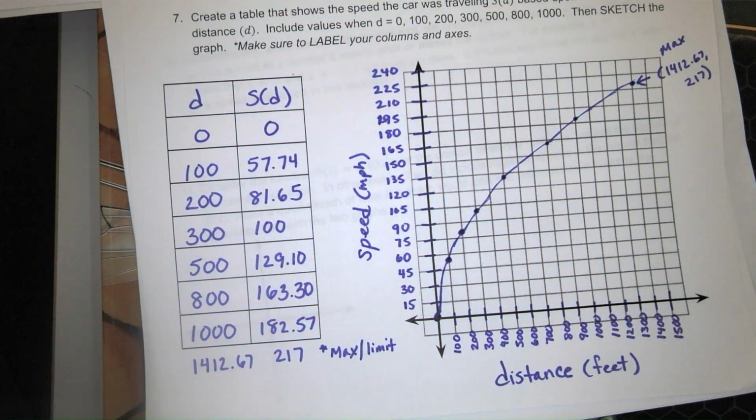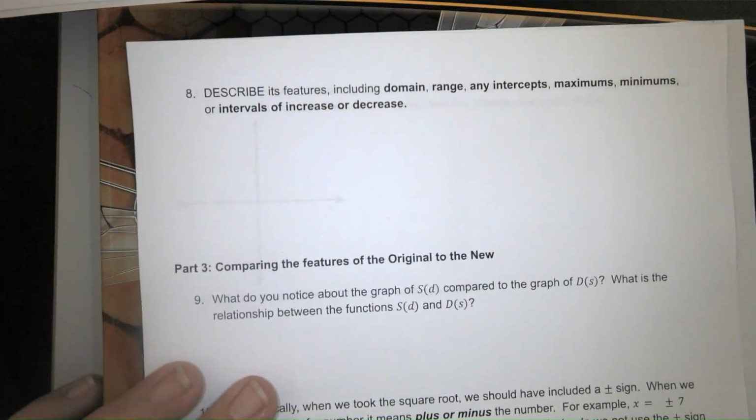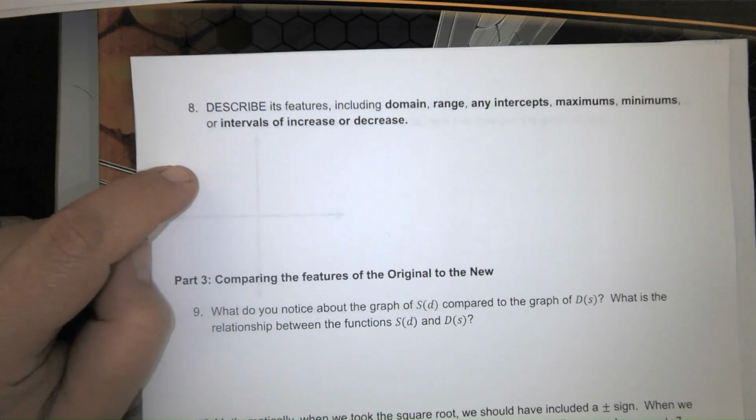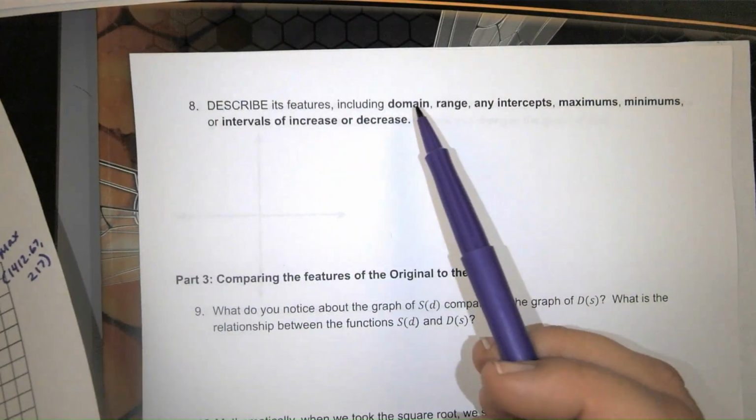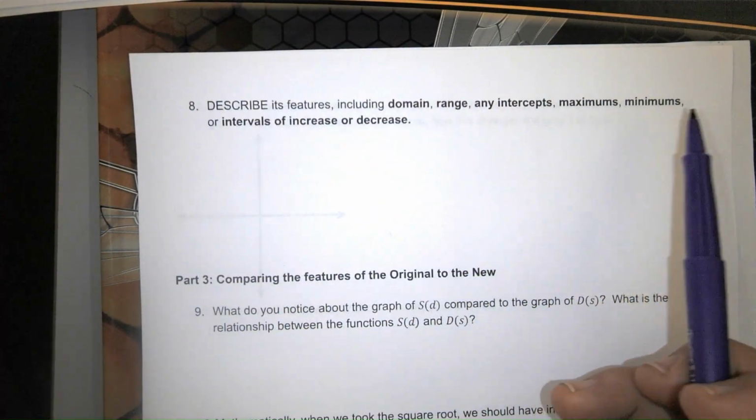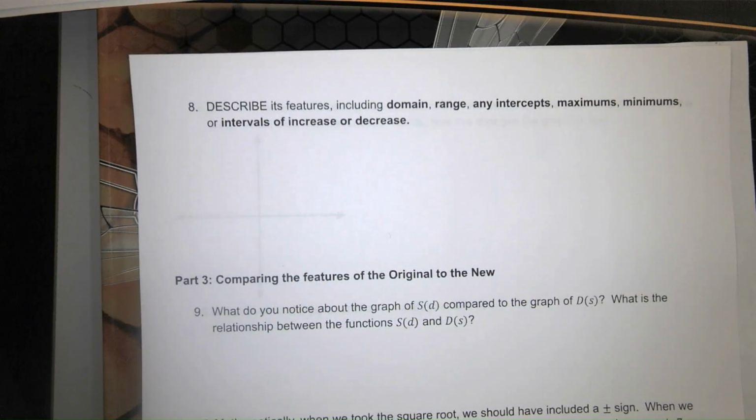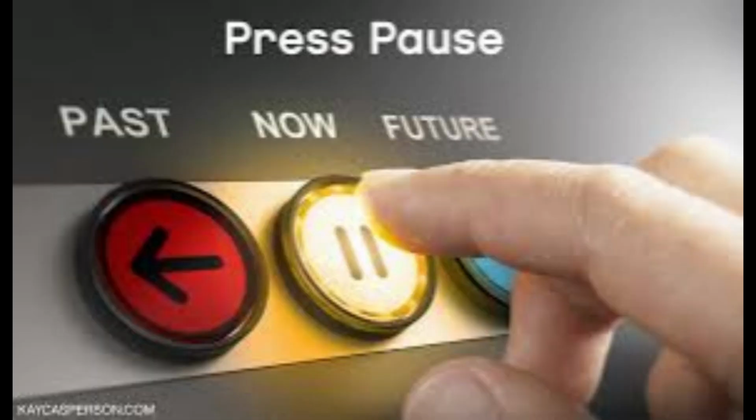All right, the next task that we have, if we look at question 8, is going to be to describe the features. So pause the video, come back to your graph, describe the domain, the range, the intercepts, the maximums, the minimums, any intervals of increase or decrease. Write all your answers here and then unpause to check. Give yourself an opportunity to actually do it before just writing down the answers, because that will get your brain thinking and engaged and help you learn things and keep them in your long-term memory.